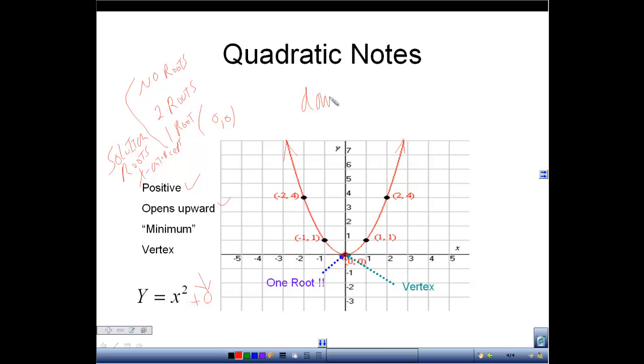And the domain: if it keeps going forever and ever, it's going to hit out here in the negative, negative, and over here in the positive, positive. So it's all real numbers. It's every one of them. All real numbers. And your range is all your y's going upward from 0, so it's going to be greater than or equal to 0. And that's it as far as this parabola goes.